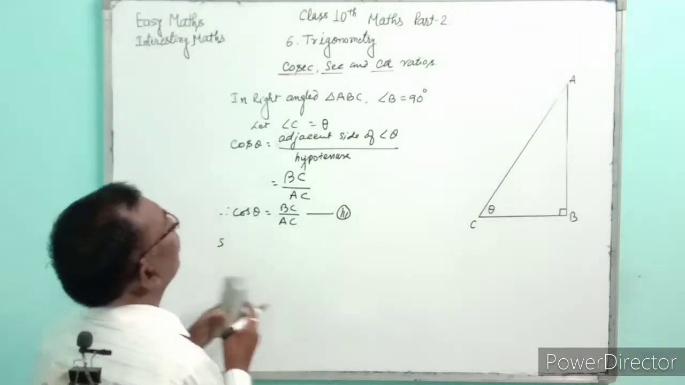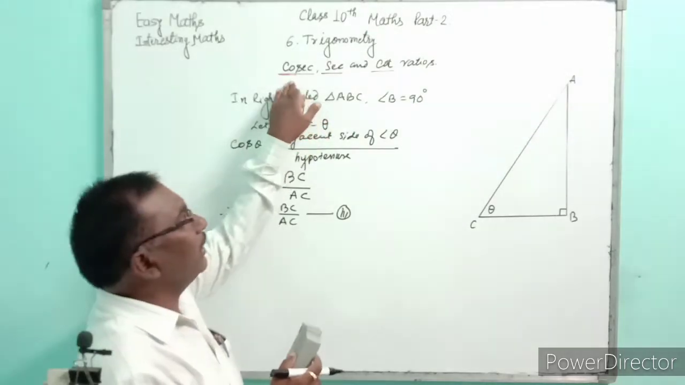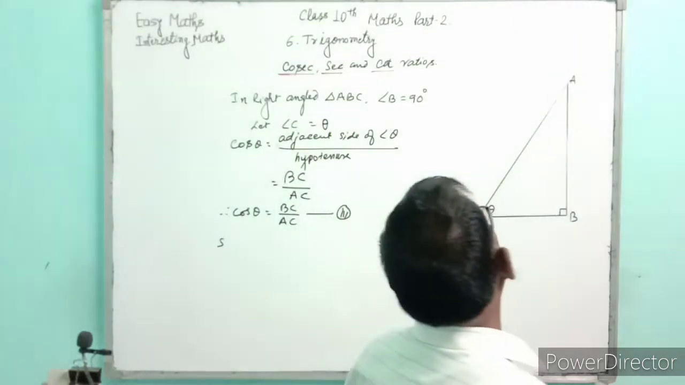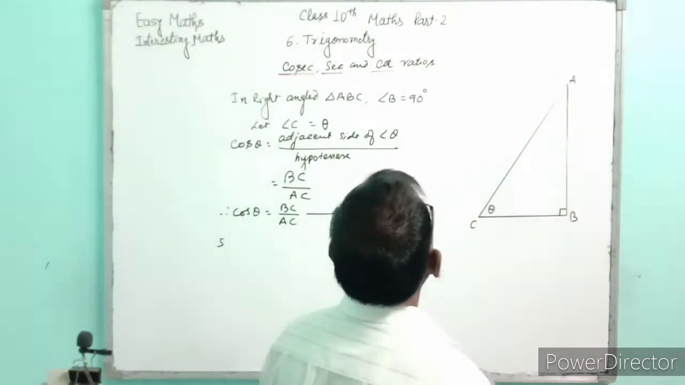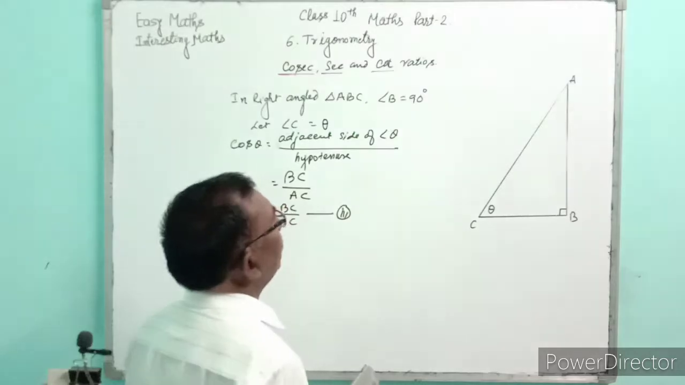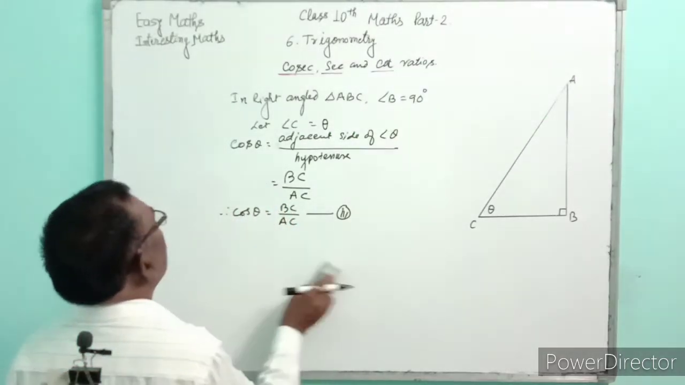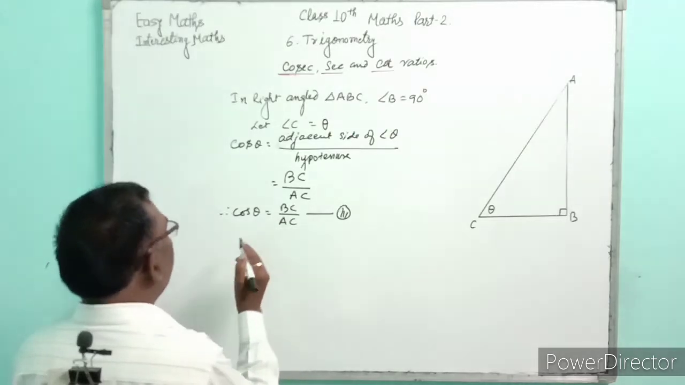Now, cosec theta is the multiplicative inverse of sin theta. Sec theta is the multiplicative inverse of cos theta, and cot theta is the multiplicative inverse of tan theta. Now, cos theta is equal to BC by AC.